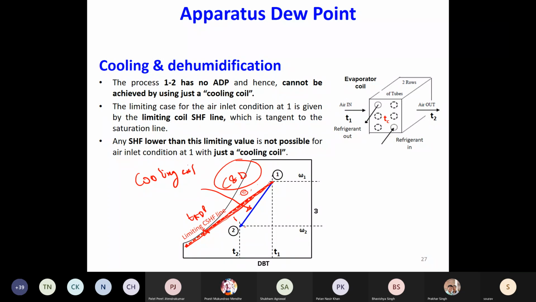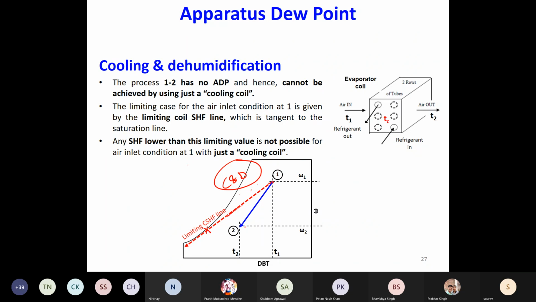One way is you go up till this point and then reheat. But then you will see that the ADP going up to this point may not be practically possible because you will require a lot of effectiveness. So either you provide a huge number of rows so that you get very high effectiveness, or in case you can work with lower velocities of air, extremely low velocities, then it might also be possible. But in most scenarios, getting such high effectiveness is practically not possible.